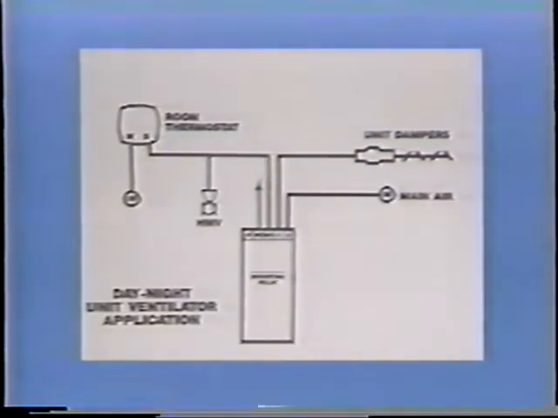A typical application for the single-pole double-throw model is shown here on a unit ventilator. The function of the relay is to lock out the unit dampers during the night cycle while allowing the thermostat to maintain a set back temperature by cycling the heating valve and fan. The relay is actuated by the changing signal from the main air supply feeding the system.